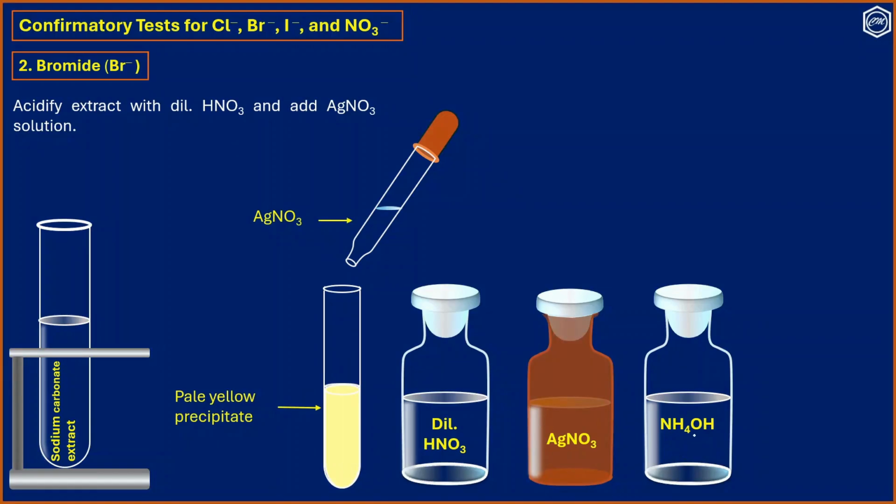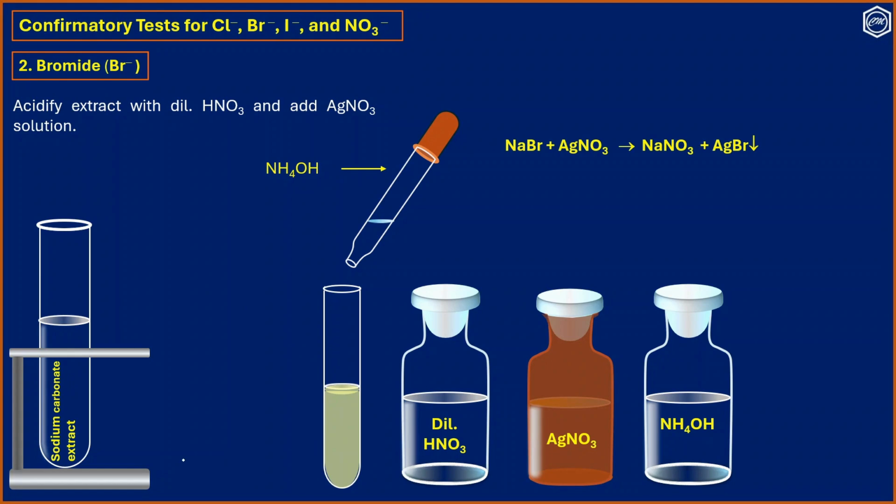And here also we add ammonium hydroxide, drop by drop. Let us see what happens. The precipitate is only partially soluble. It is not completely soluble in ammonium hydroxide, and that is a difference from chloride. For chloride, the precipitate is completely soluble in ammonium hydroxide, but for bromide, the precipitate is pale yellow in color and only partially soluble. Suppose that you are given sodium bromide and it reacts with the silver nitrate giving silver bromide, which has a pale yellow color.